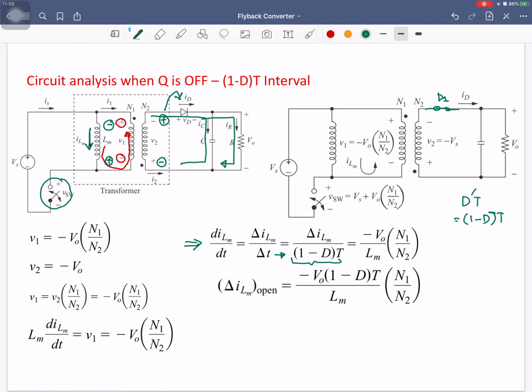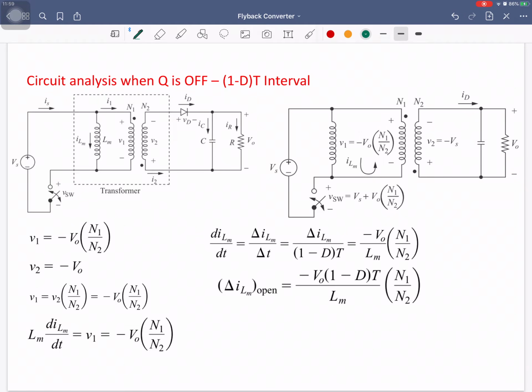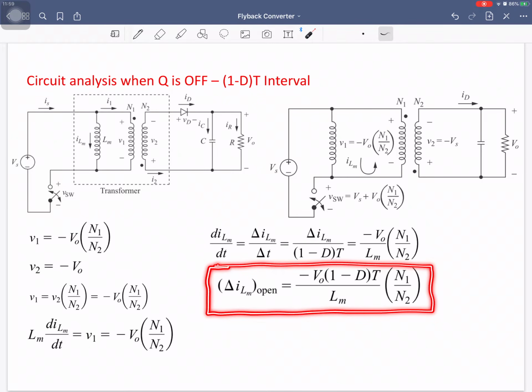So that will be equal to shifting this inductance over here, the only left part will be the slope over here. So dILM by dt will be equal to minus V0 by Lm into N1 by N2. And if I rearrange it for this part, the change of current in the open state of your switch, that will be equal to this expression.